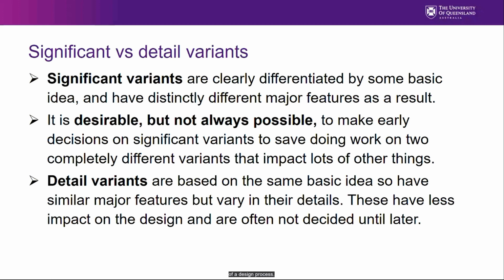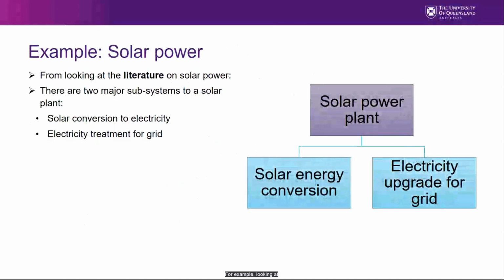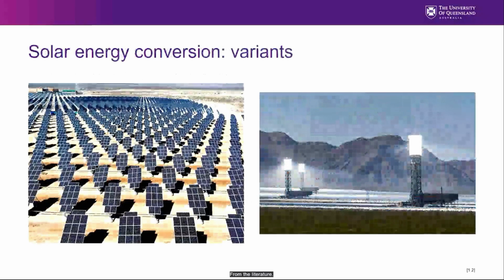of a design process. For example, looking at the literature on solar power, there are 2 major subsystems to a solar plant: solar energy conversion and treatment of electricity so it is ready for the grid. From the literature, there are 2 major variants for solar conversion: photovoltaics and concentrated solar thermal. These are completely different systems with very different technologies and layouts. So these are significant variants that would be good to decide now which one to use.